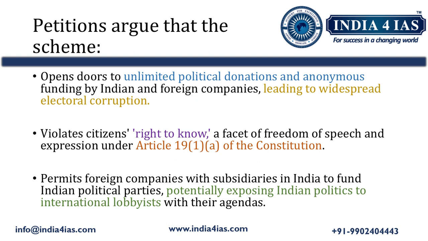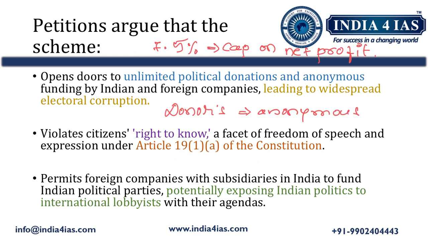Now we will discuss what were the arguments of the two parties which challenged the electoral bond scheme in the Supreme Court. Before electoral bonds, corporate companies could donate only 7.5% of their net profit to political parties. Government amended the Companies Act to introduce electoral bonds, and it removed the 7.5% cap, so corporate companies can donate an unlimited amount to political parties. And one of the features of the electoral bond scheme is that the donors' identities are kept anonymous.